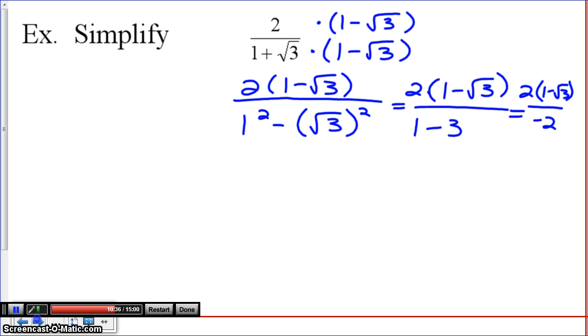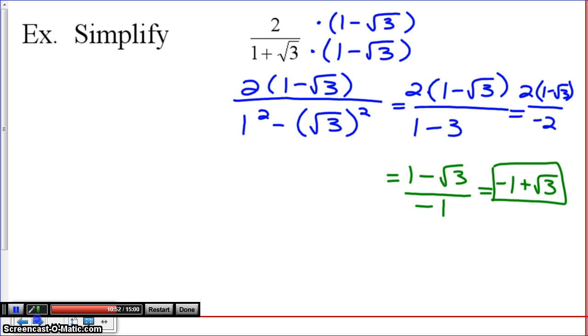So then when I simplify, I'm going to wind up with 1 minus square root of 3 over -1, which we should rewrite as -1 plus the square root of 3. And that is my simplified answer.